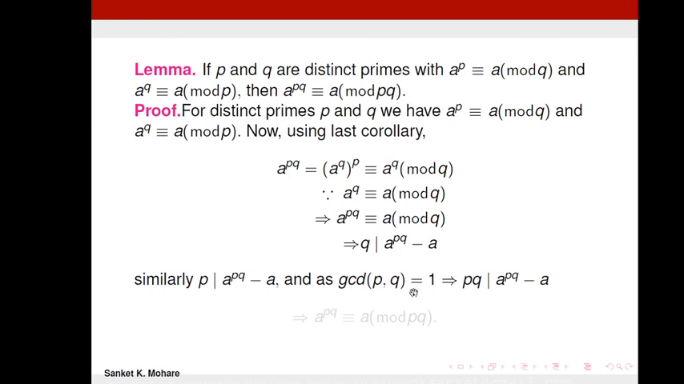and as GCD of p comma q is equal to 1. Why? Because p and q are distinct primes. This implies the product pq should divide a to the power pq minus a, using the same fact, whenever GCD of a comma b is equal to 1 and a divides c, b divides c, then the product ab also divides c. So this implies, by definition of linear congruence, a to the power pq is congruent to a modulo pq. This completes the proof.